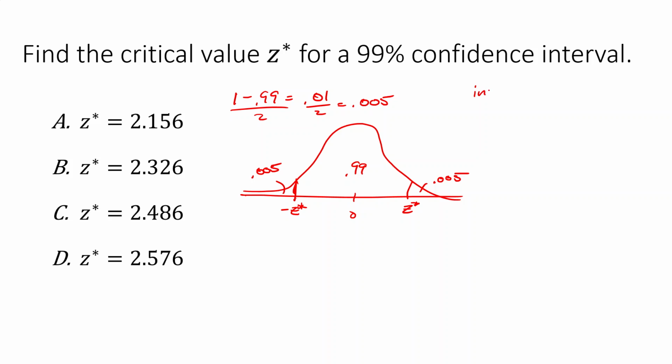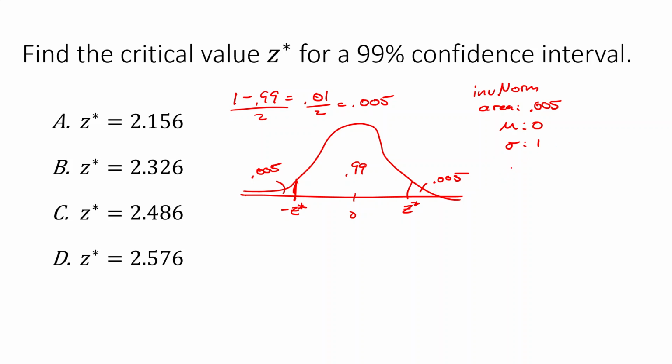That's why we give that the stars. So we're going to do the inverse norm of an area of 0.005. The mean is still going to be 0. Our standard deviation is still going to be 1 because we're looking with the standard normal curve. Even if we are working with actual values, we still use 0 and 1 here for our standard normal curve just to get the Z star.